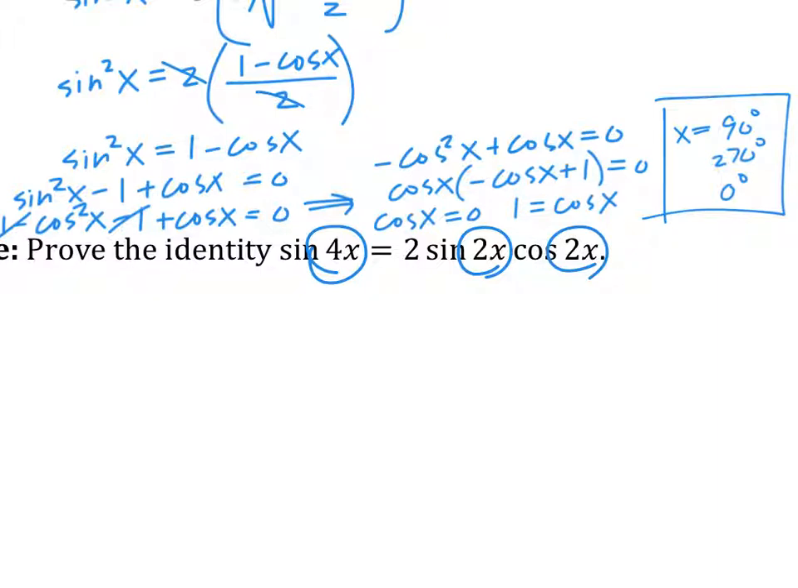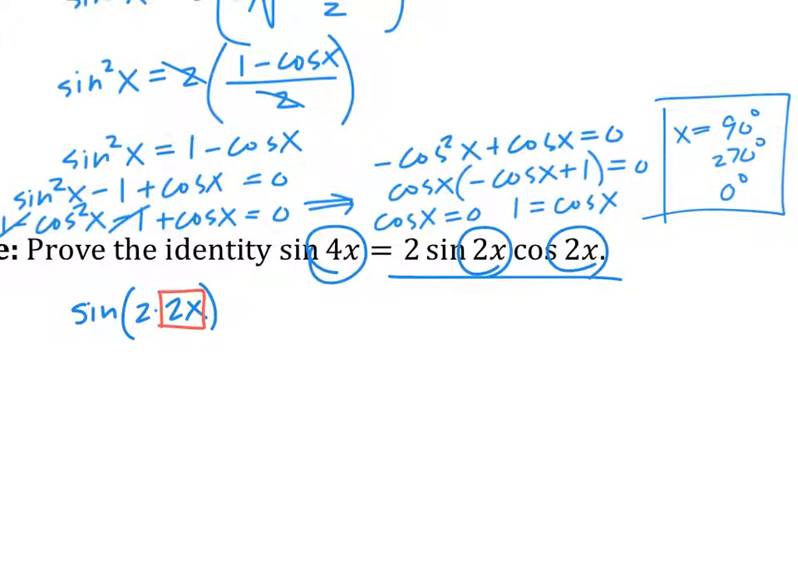Well, to get from 4 to 2, we know that we are probably going to use a double angle formula. So we can think of sine 4x as sine of 2 times 2x. And looking on the right-hand side, 2 sine cosine reminds me of the double angle formula for sine. And we are basically done.